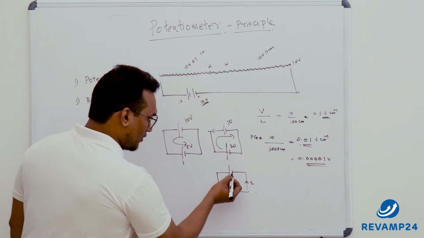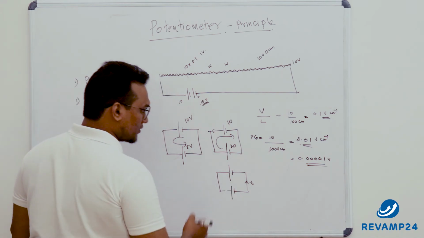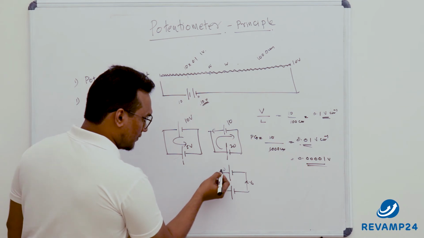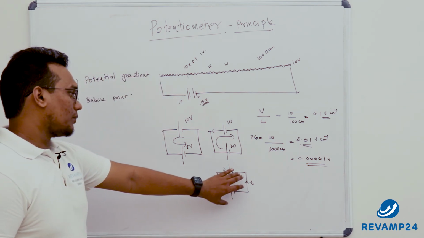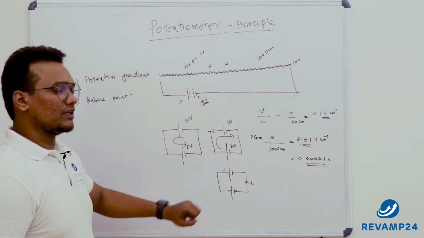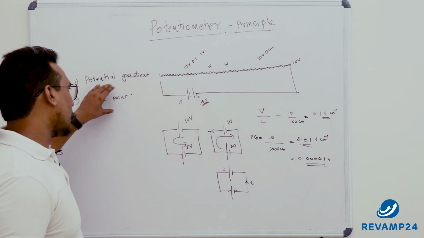Here in this case, zero current will pass because this voltage and this voltage are the same. Whenever a positive charge comes, it has to oppose this and go through this. Now that is not possible here as both EMFs are the same. So that is nothing but the balance point.